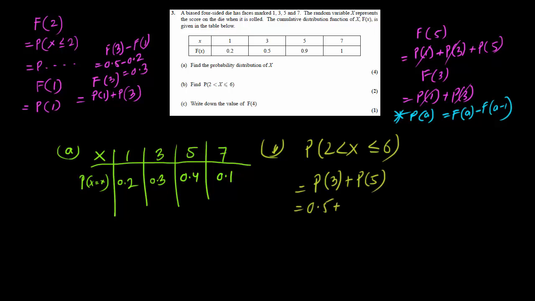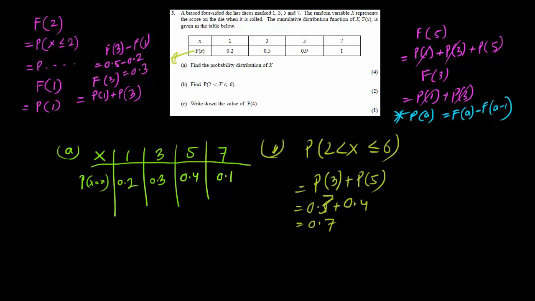Now be very careful. This is not the probability function. The probability function is this one. We cannot add this one because this is the total function. So we have to take 0.3 for the probability of 3 and 0.4 for the probability of 5. It turns out to be 0.7.